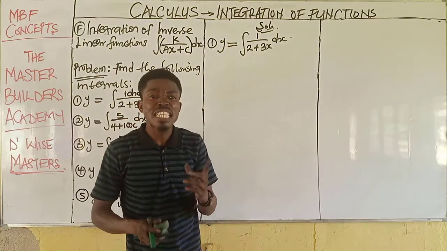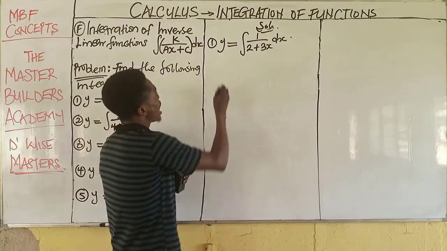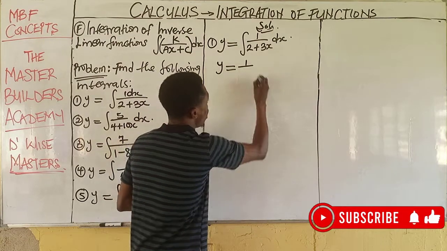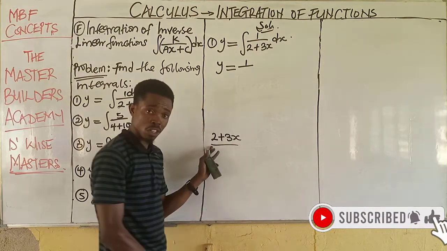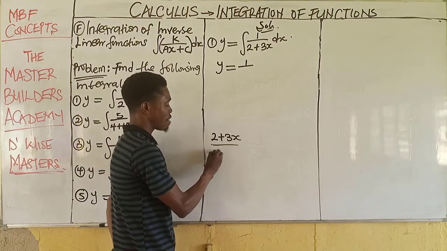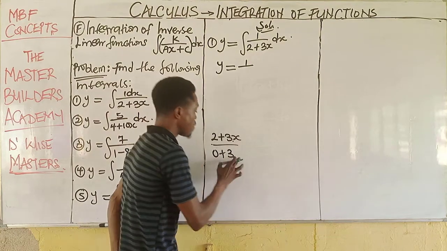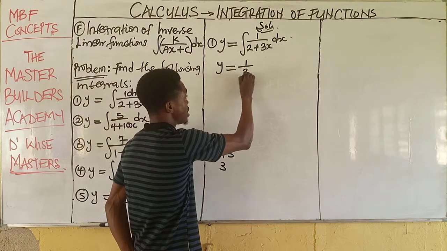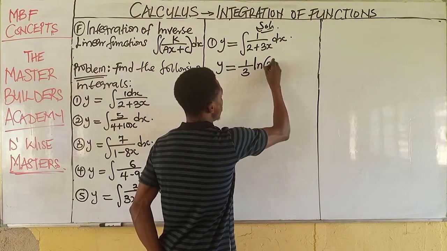So what do I do? The first thing I do, listen carefully, because this is a shortcut for objective students. What's the numerator here? 1, all over. Now, pull down the linear function at the denominator and differentiate it. If I differentiate 2, I have 0. If I differentiate 3x, I have 3. Therefore, 0 plus 3 gives us 3. Then pull down the 3 at the denominator. Then take the ln of the denominator.